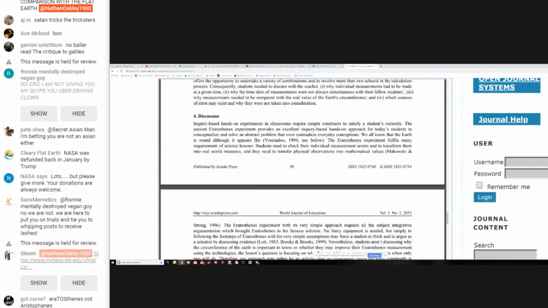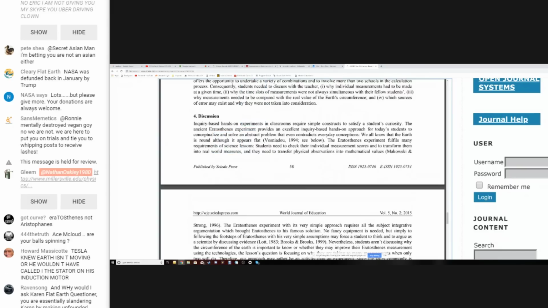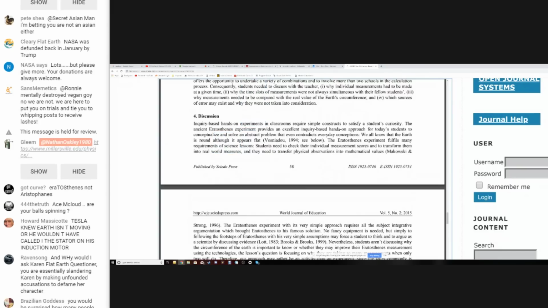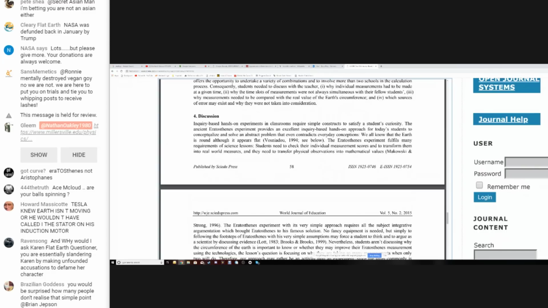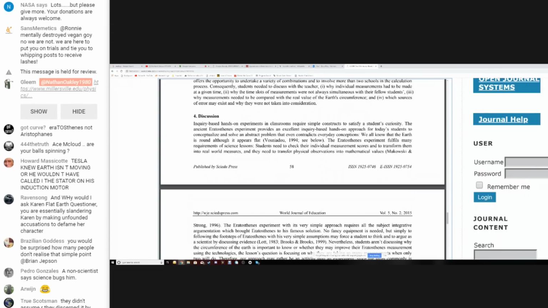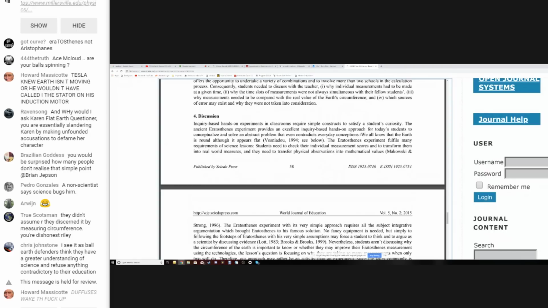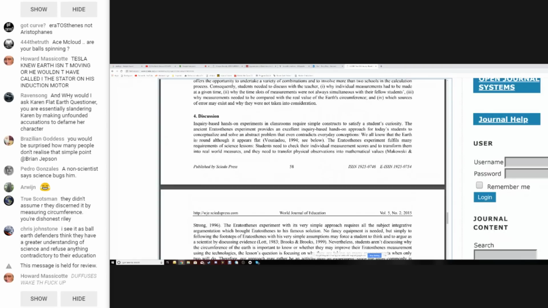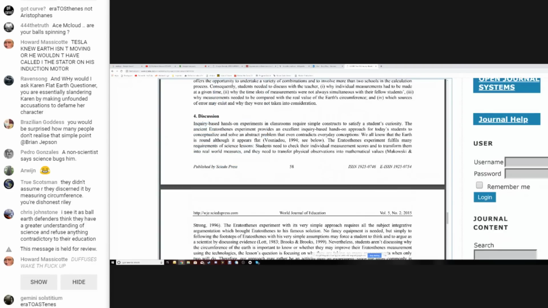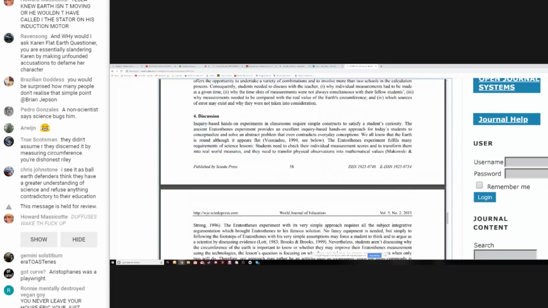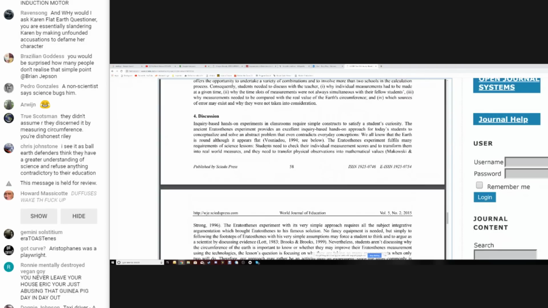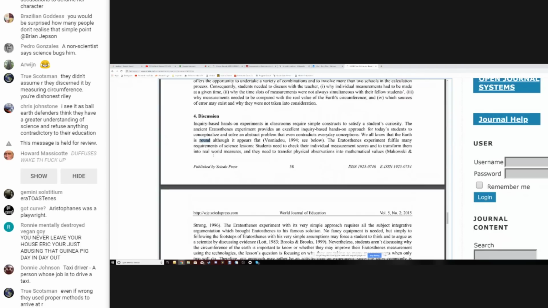The ancient Aristophanes experiment, right, that's a contentious word, trigger word immediately, provides an excellent inquiry-based hands-on approach for today's students to conceptualize and solve, but not prove, an abstract problem that even contradicts everyday conceptions. We all know that the Earth is round, although it appears flat. So this paper is basically trying to recreate the Aristophanes experiment with current science of 2015, and it's all based on, well, we all know that the Earth's round. And they don't even say spherical, they say round.